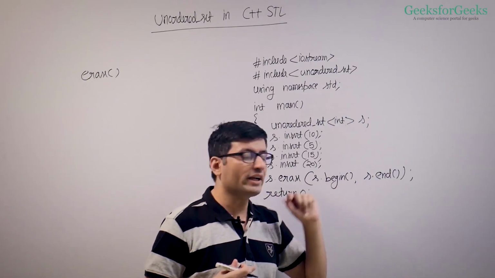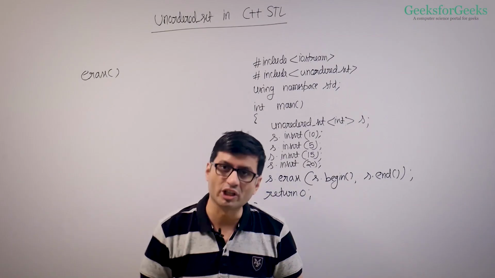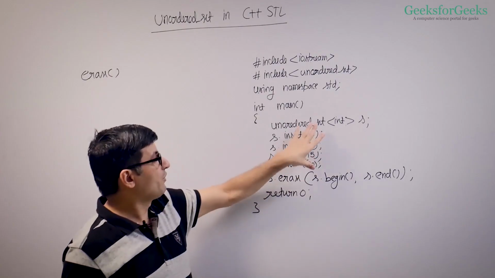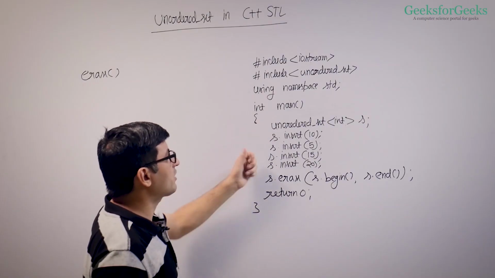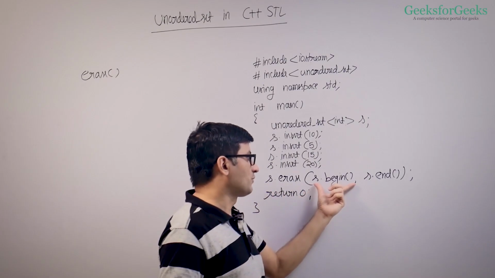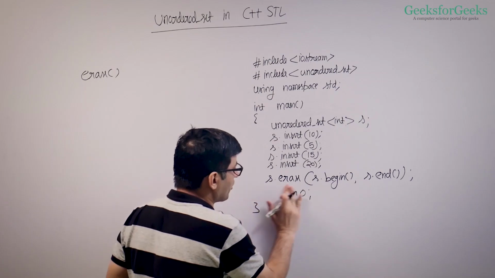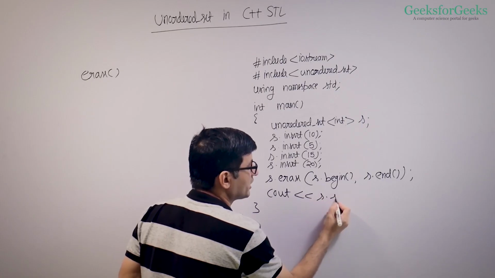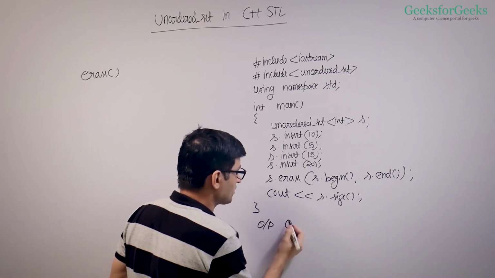Please remember, end is a special iterator that points to an element beyond the last element, right? So it will remove everything. And we don't know the internal ordering. They might be stored in any order, but this will remove from first to last every element. And after that, if you try to print the size, you will get 0 because everything is removed from the unordered set. So the output of this program will be 0.